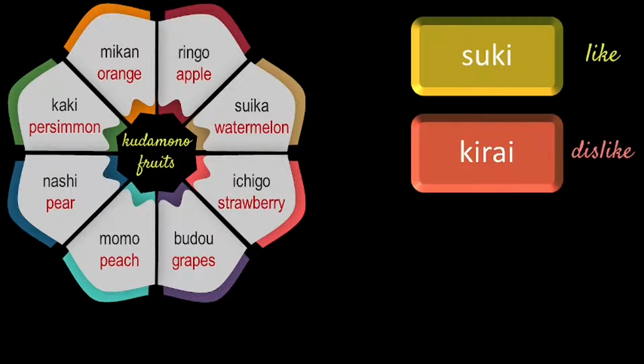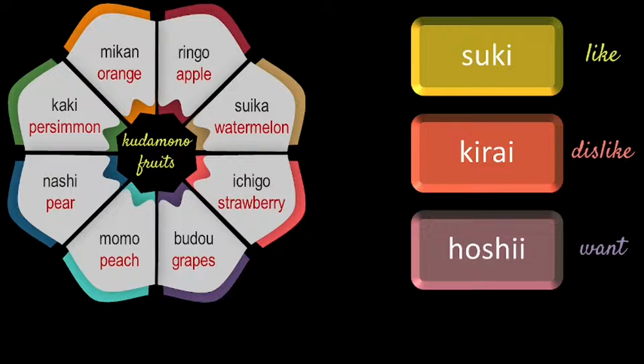Next, let me go to two words which refer to a person's preference. Suki means like and kirai means dislike, and you would have learned both of them if you have watched my previous video on na adjectives. There is one more word which you must remember. Hoshii is an i adjective and means to desire or want something. To form its negative, we have to replace the last i with kunai. So it will become hoshikunai, which means don't want something.